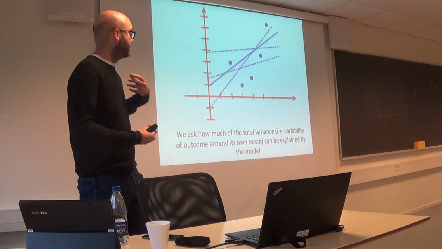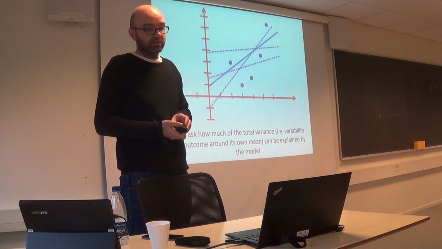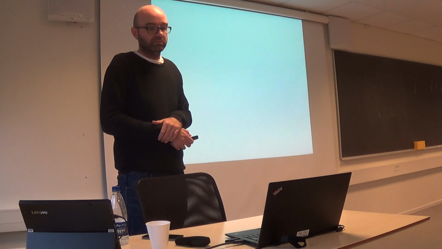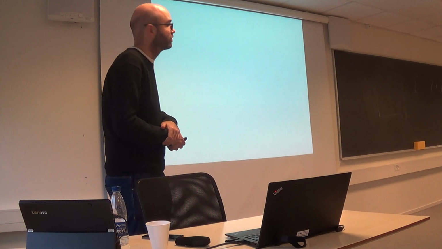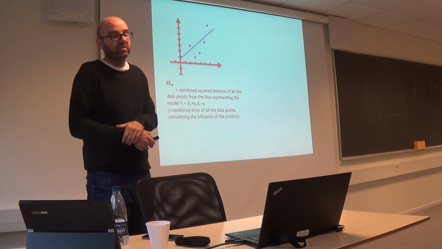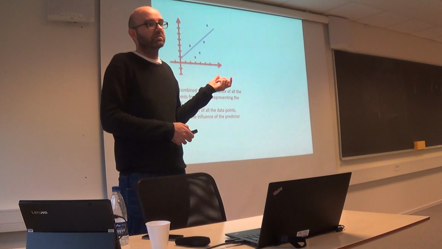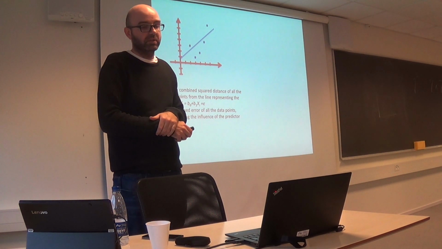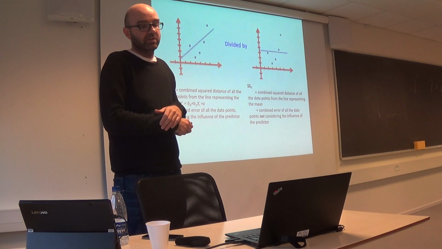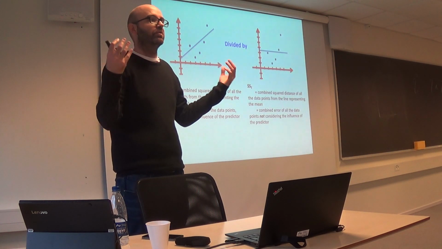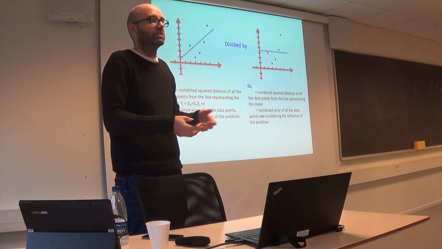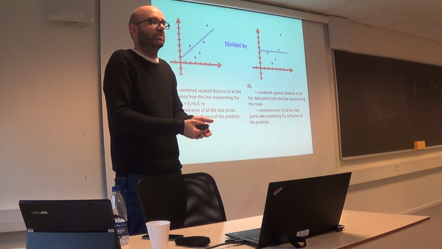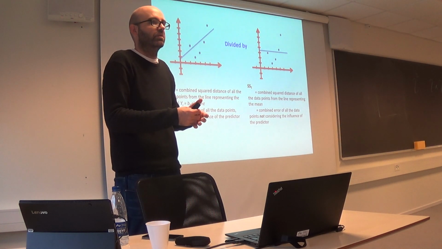So average here just means total variability, total variance, so the variability of outcomes around their own means. We do that by taking the sums of squares of the model, which is the distance of each data point from the model, and dividing it by the total sums of squares, which is just the error in the data without the model added. So this is the distance to the averages, like what we did this morning.